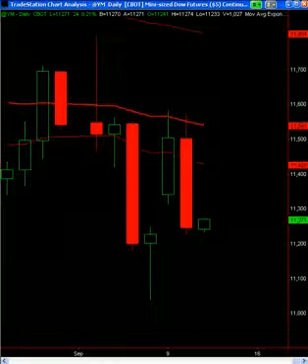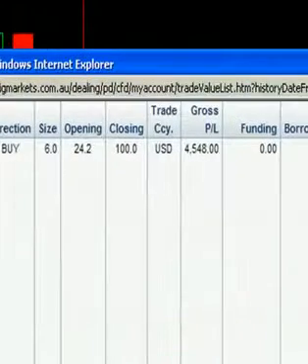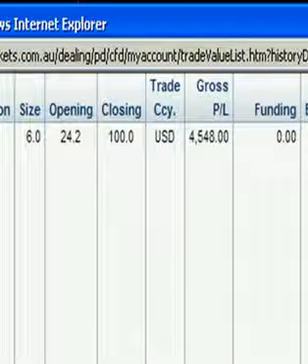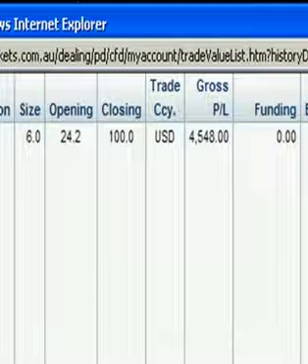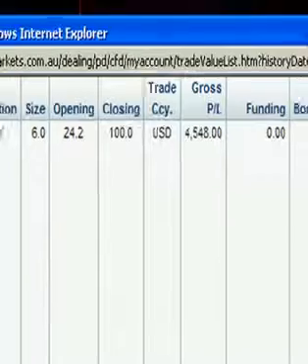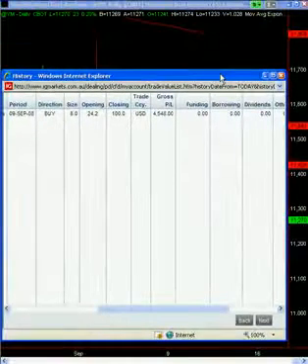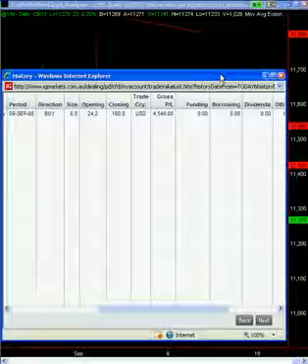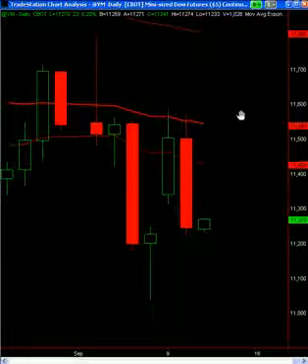I'll just bring up the account statement here. I actually bought what's called a binary. It's a form of intraday option. I bought it at 24.2 and the closing level was 100. So I made the maximum profit potential on the binary option, with a gross profit of 4,548 US dollars, which is around 5,300 Australian dollars. Alright, so back to the chart.